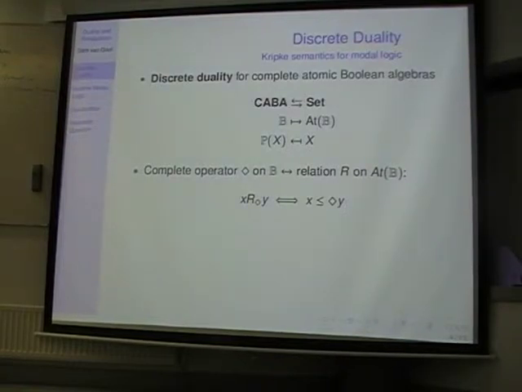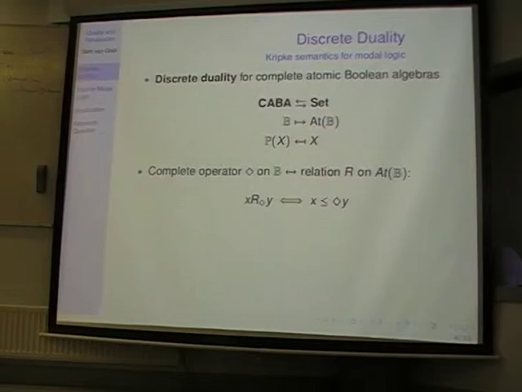And now what makes it interesting for modal logic is that we have relations on sets. And here we were talking about a ternary relation on sets. For now I'm just talking about a binary relation on sets.